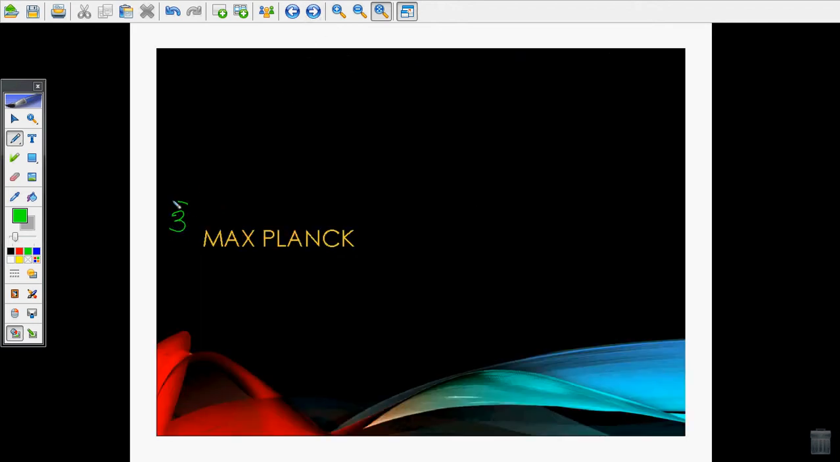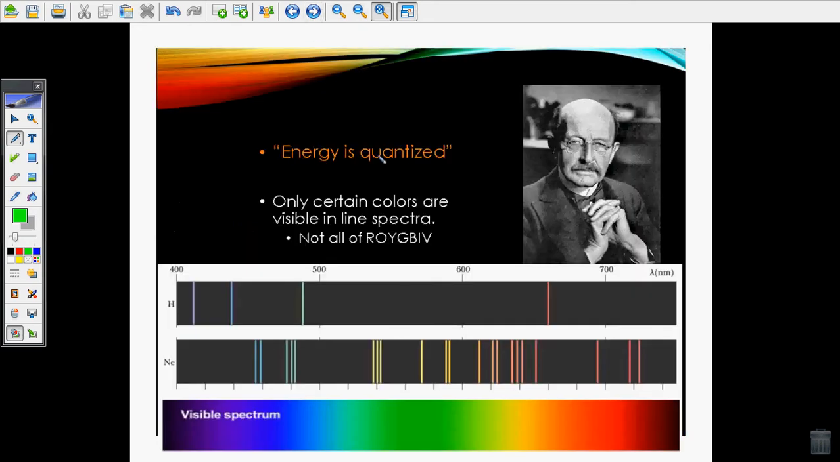The third thing that we need to understand before we can comprehend where the electron is in our current atomic model is this gentleman. His name is Max Planck. He is German, and that's why his last name isn't pronounced Planck, it's Planck. He came up with a new term. He said that energy is quantized.